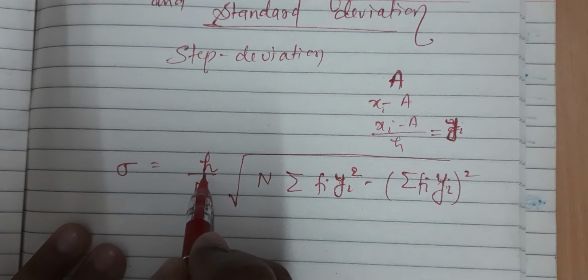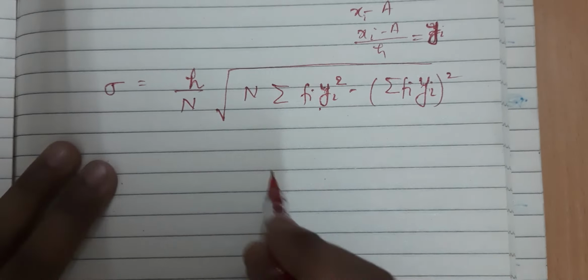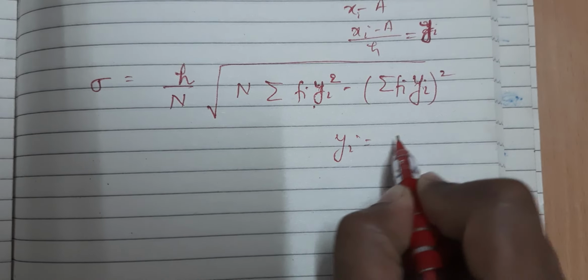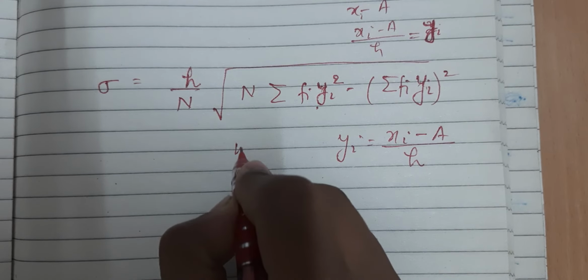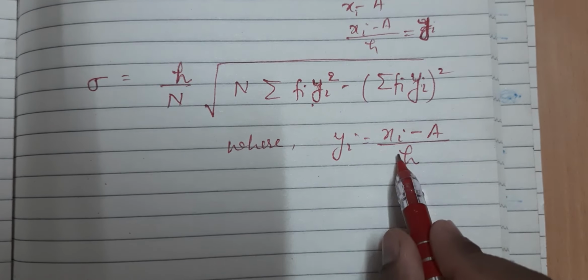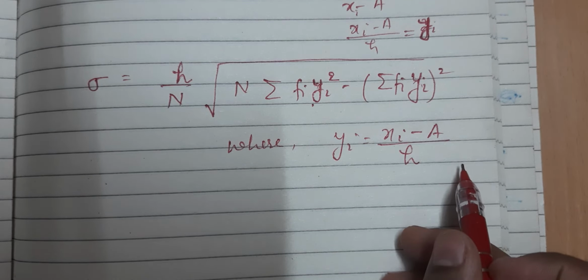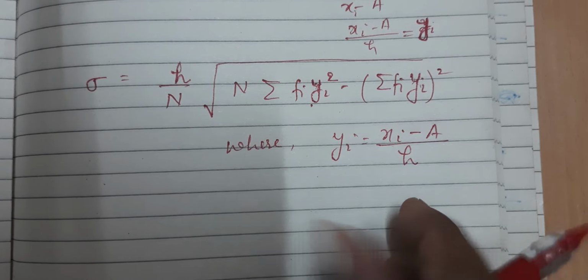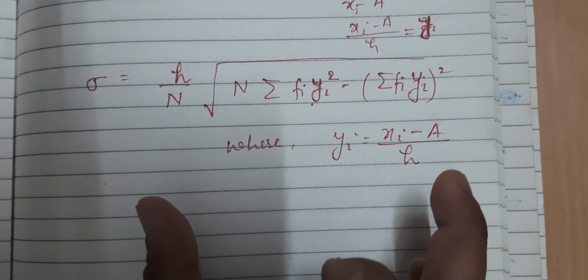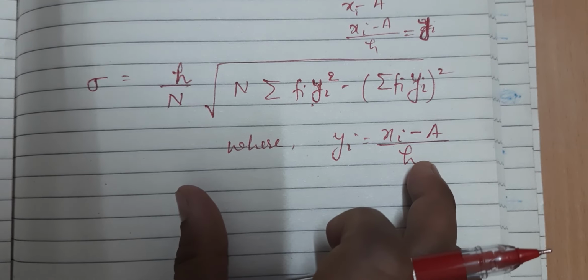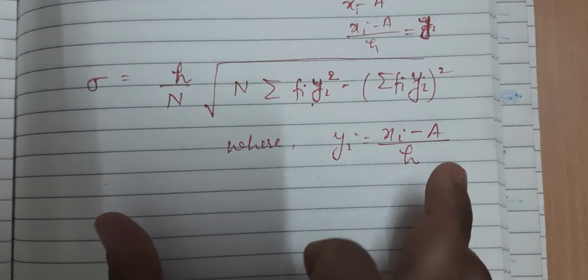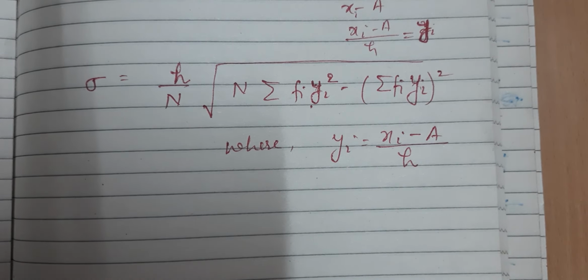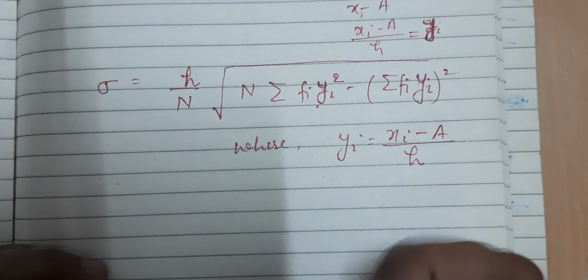And what is this h here? Class size, right? And what is this y? So yi is nothing but xi minus a upon h. And here we have to mention where yi is xi minus a by h. So now we will solve a question by using this formula, because in exam they may ask to find the variance and standard deviation of the following distribution by shortcut method. You will find these types of questions in NCERT of pure maths. So let us solve a question based on this formula.